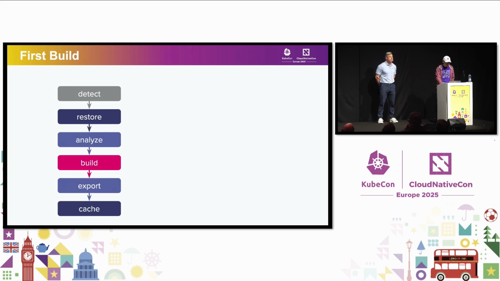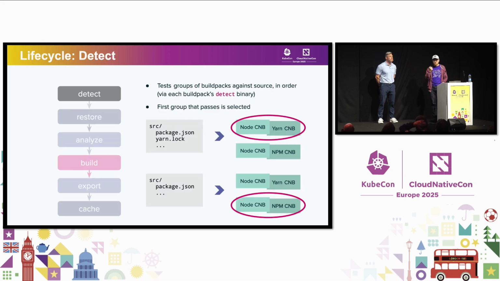In this example, I'm just going to take a standard Node.js application. We're going to use Yarn in this case. So the first thing that kicks off every single buildpack build is the detect phase. We need to figure out which buildpacks actually run, right? You can include all these buildpacks in your builder, but not all of them have to run.